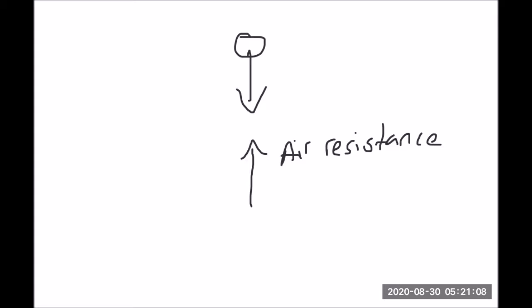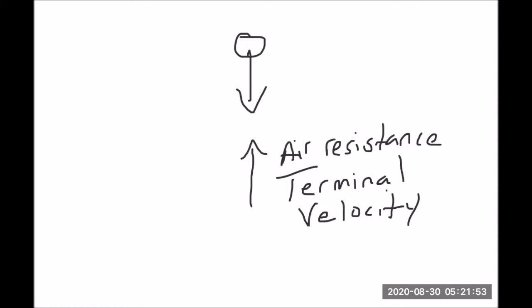As an object falls through the air and gains speed, the air resistance increases, and there becomes a point where the force of the air resistance is equal to the downward force of the object, and the object no longer increases its speed, but it falls at a constant velocity. In this case, that constant velocity is referred to as terminal velocity.